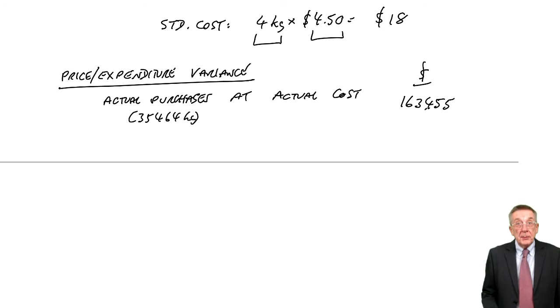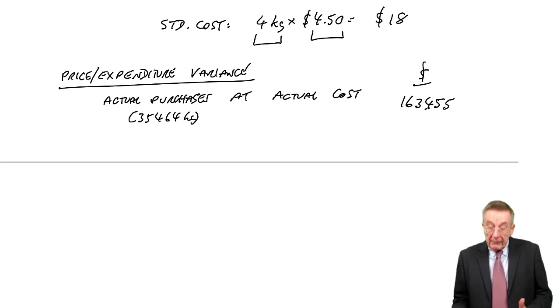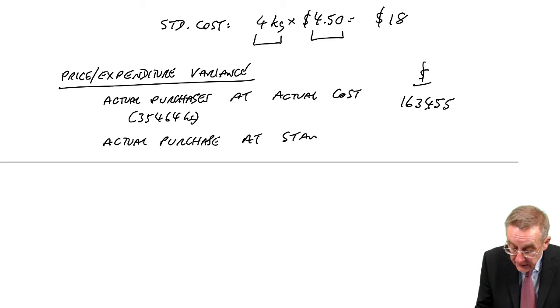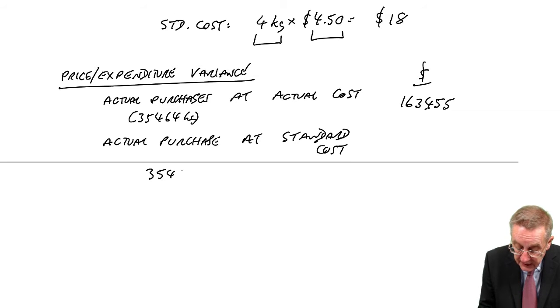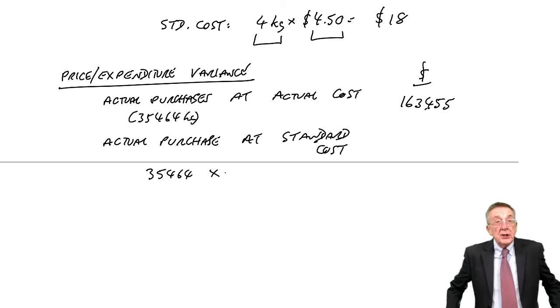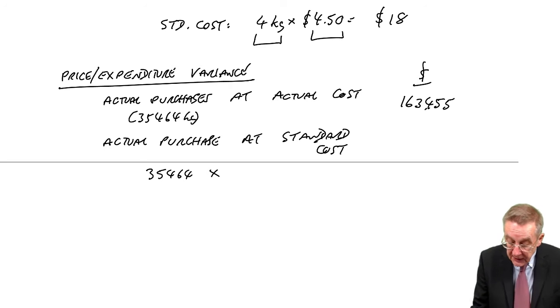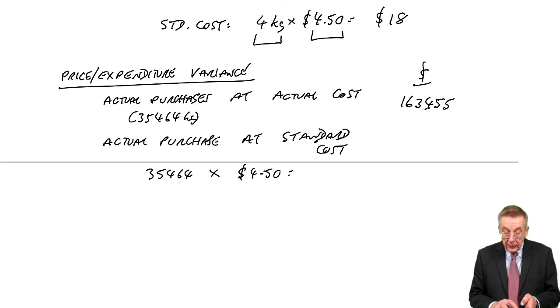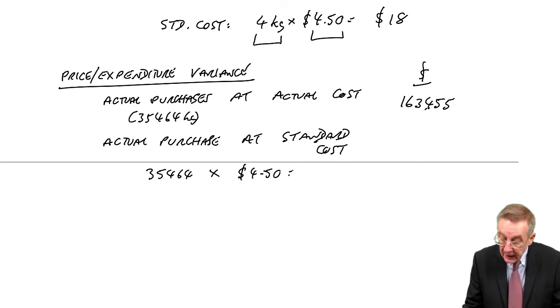I want to know whether we paid the right price or not. So let's work out how much we should have paid. The actual purchases at standard cost. So again, we did buy 35,464. How much should we have paid per kilo? From the cost card, it should have been £4.50. And therefore, we should have spent in total 35,464 times 4.50. We should have paid 159,588.